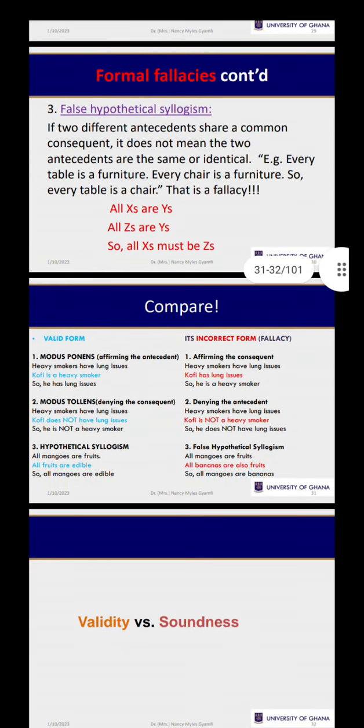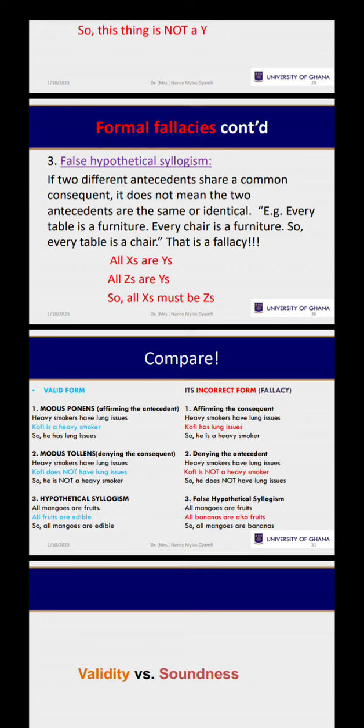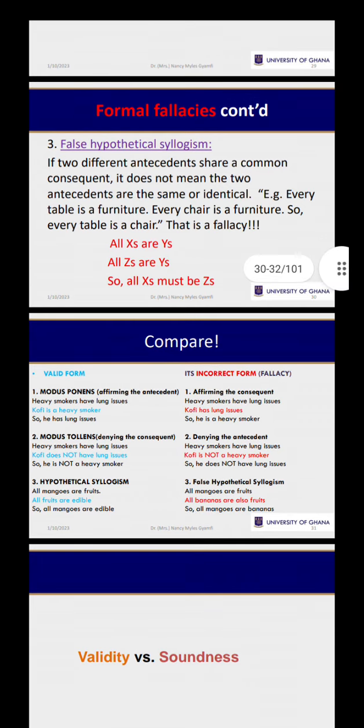Now let's look at the last fallacy. This one is very simple. It is the false hypothetical syllogism. A false hypothetical syllogism means two different antecedents share a common consequence. Okay, it does not mean that the antecedents are the same or identical. Two antecedents, whenever they share the same consequence, then you know that you are talking about a false hypothetical syllogism.